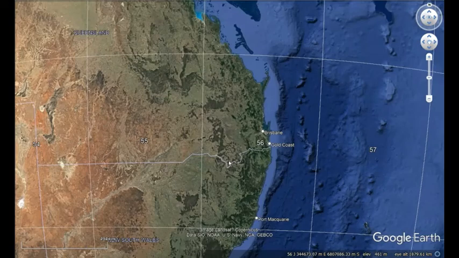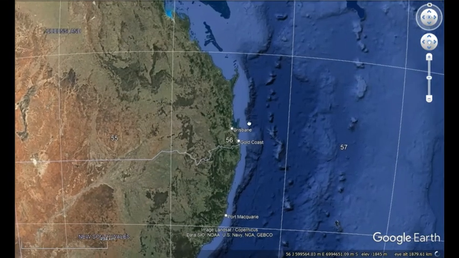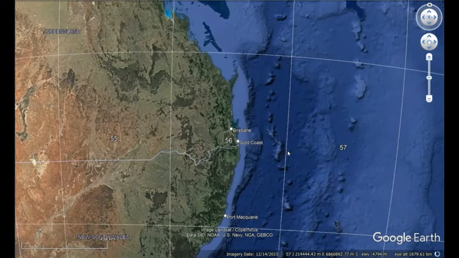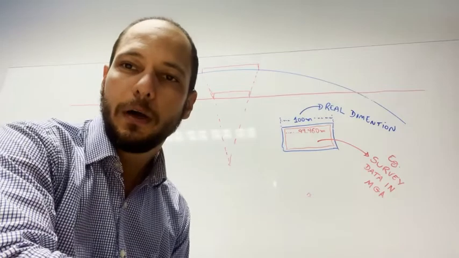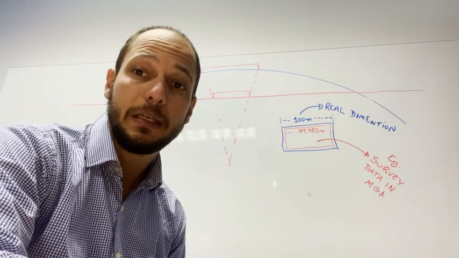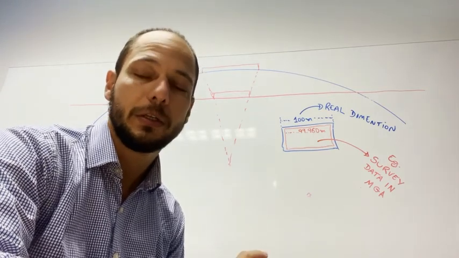And then you start having a reduction scale factor up to the center of the zone, which is 0.9996 for the center of that zone. And back again to scale 1 where the cylinder is intersecting. And then as you get close to the edge again, you have an ampliation scale factor. So I hope now you have a better understanding of the UTM projection.